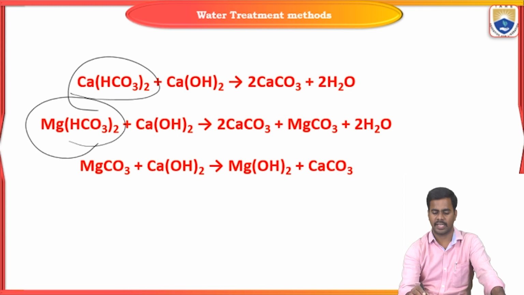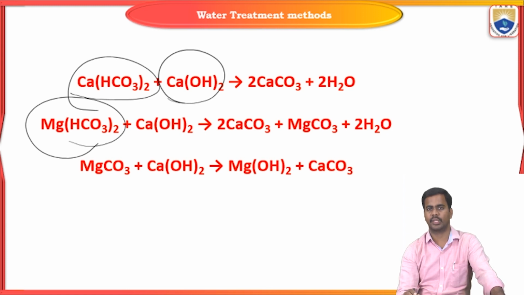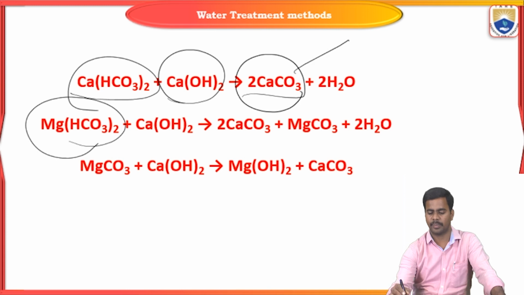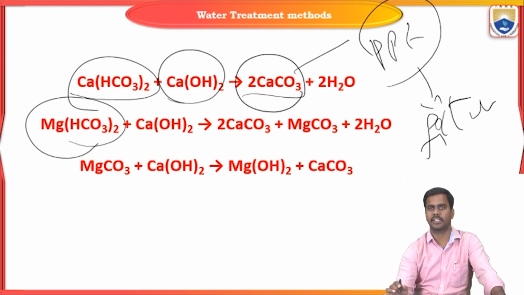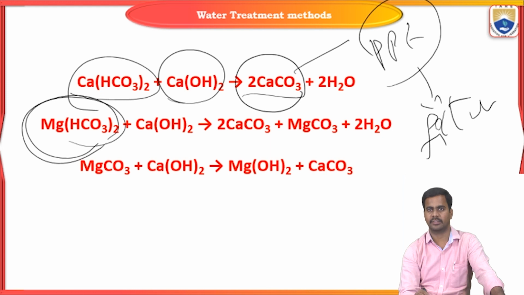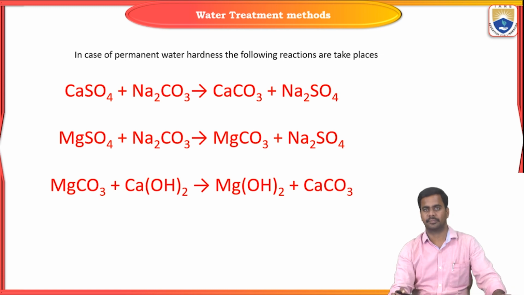So what happens when you are adding calcium hydroxide to the temporary hard water? Calcium bicarbonate is converted into calcium carbonate. It is an insoluble precipitate. This precipitate can be removed through a filtration process. Similarly, magnesium bicarbonate is a salt that causes temporary hardness. So what happens when you add calcium hydroxide to water which contains magnesium bicarbonate? The magnesium bicarbonate is converted into insoluble magnesium hydroxide.